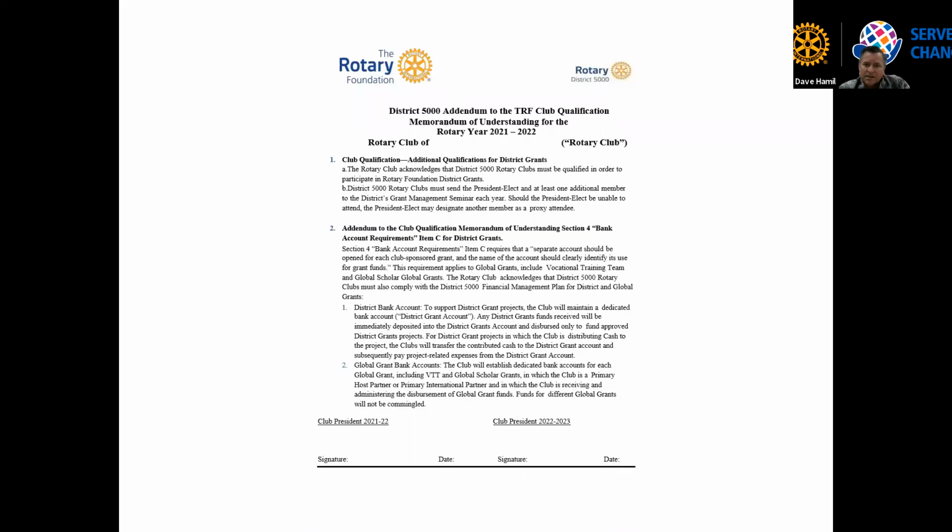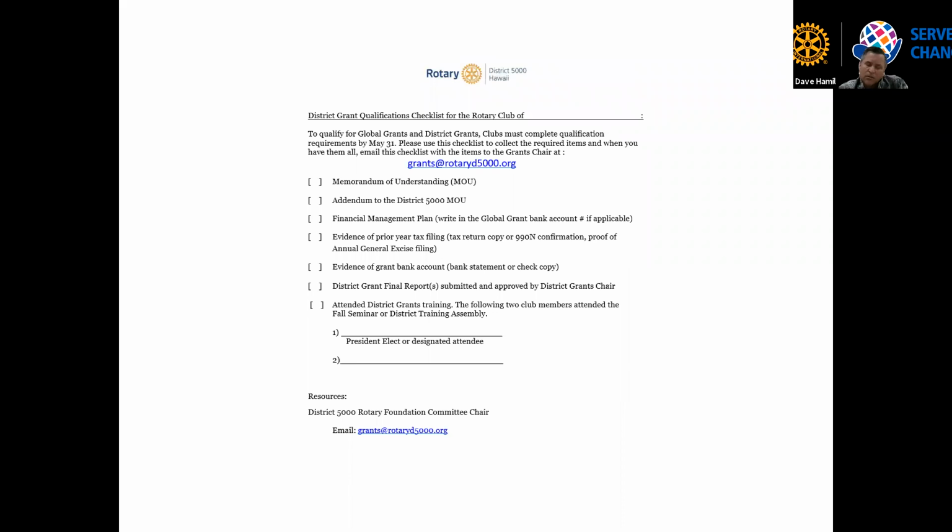This is the addendum to that memorandum, and this specifically outlines the separate bank account requirements and any additional requirements that the district has established in order to receive the grant funds. Very simple stuff. And finally, there's a checklist. This will help you just to make sure you have all of the various forms required.